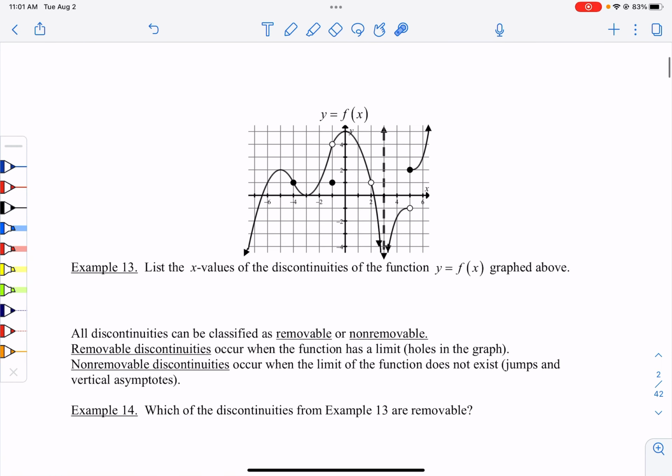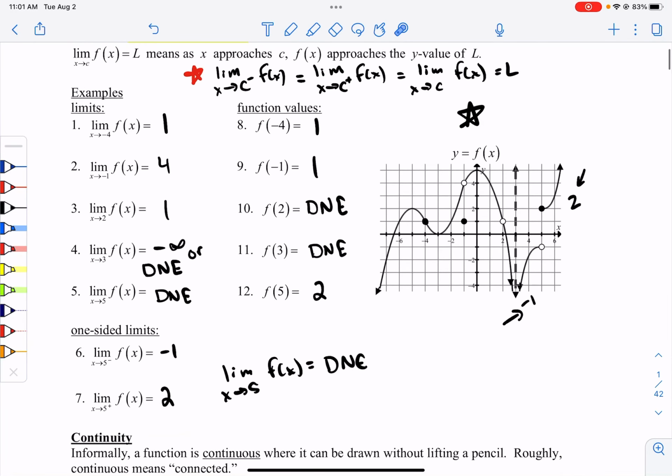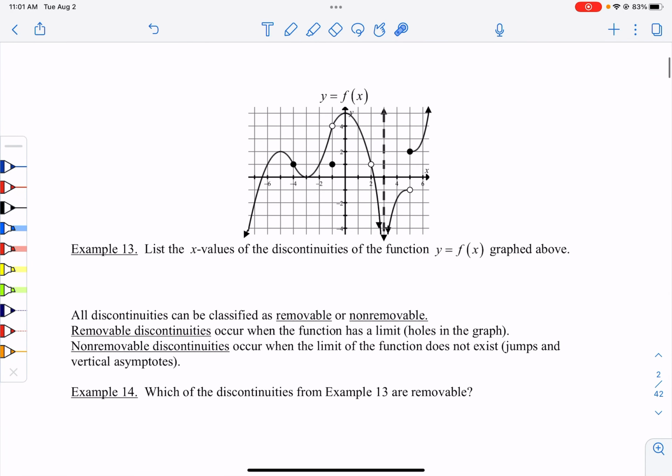So the next couple examples in your book, example 13. List, this is the same function. We've already looked at this function. And it says to list the x values of the discontinuities. So I am looking for holes, vertical asymptotes, and jumps.